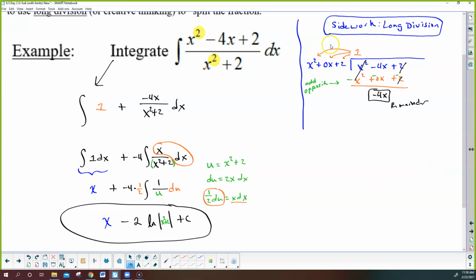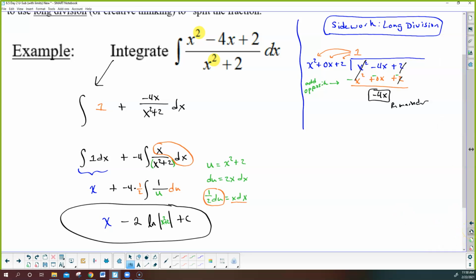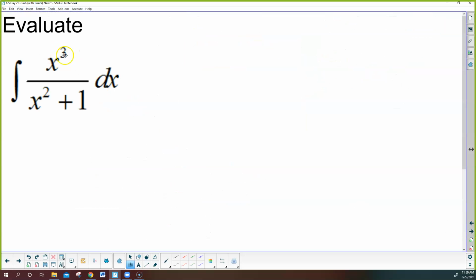Okay, so long division is another tool that we have to use if we can't find out the integral in any other way. Let's try another one just to give you guys a little more confidence in it. Now you'll notice on this one specifically, the numerator is larger than the denominator. So right away, that's an indication that long division is possible.